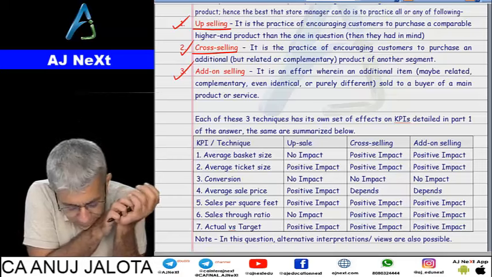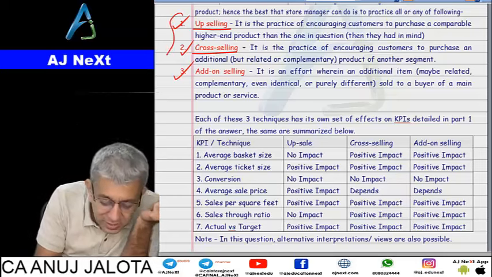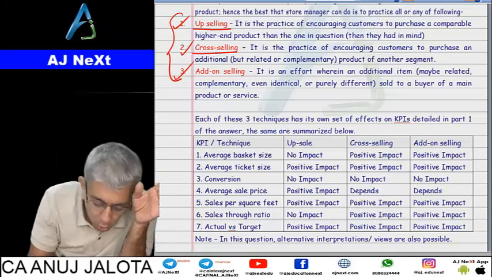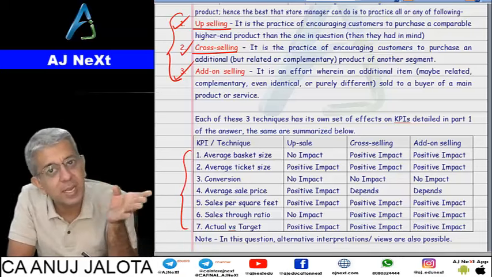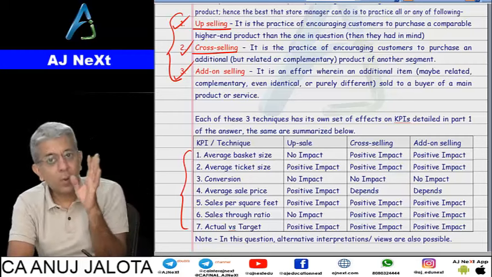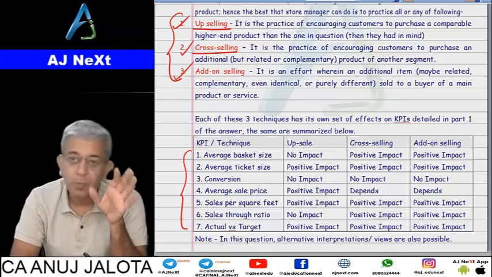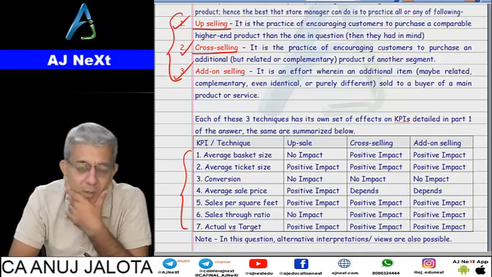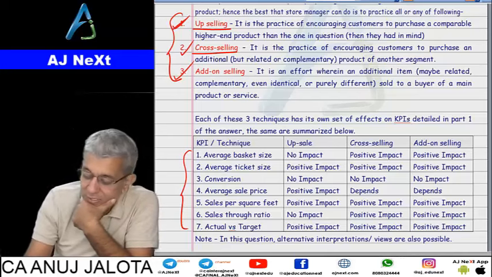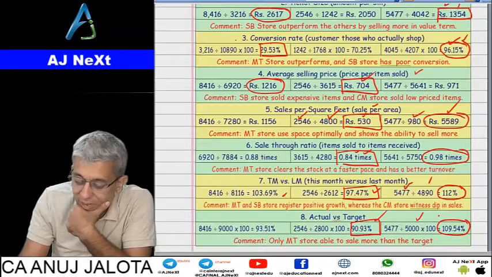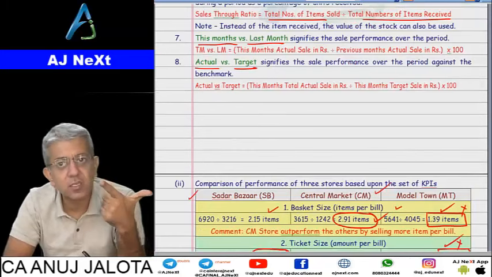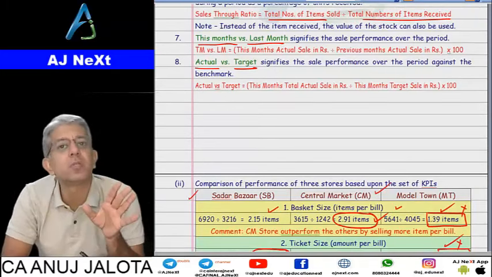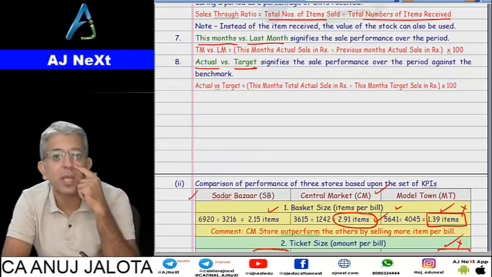Now, how will these three things affect all the KPIs that you had mentioned? That is what you have to say in the end. So, one thing you can do is pause the video here and try thinking: if you upsell, what will happen to your basket size? Will it increase, decrease, not be affected, or, "Sir, it depends upon the situation"? These are the four options that you have.